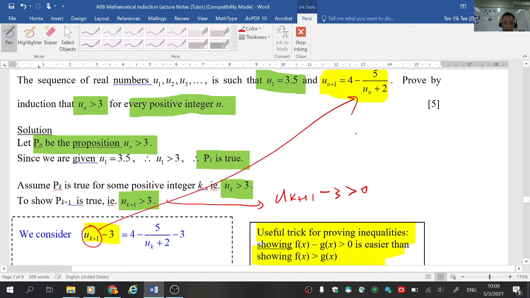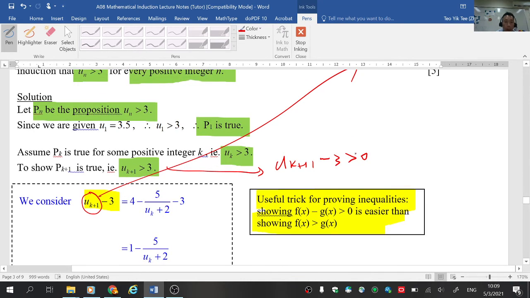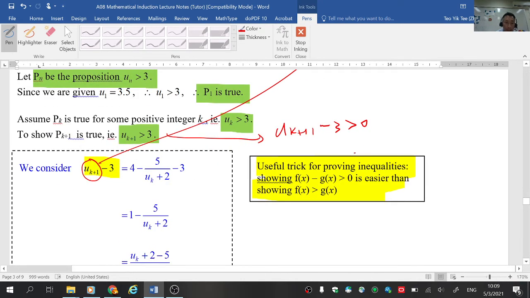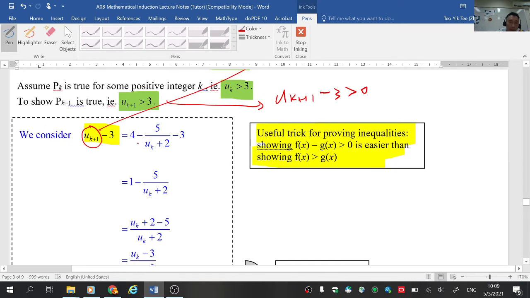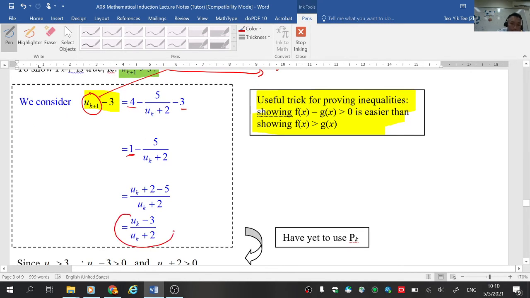Right now all I need to do is to make the denominator common and combine everything. So 4 minus 3 gives me 1, then make the denominator common, you're left with (u_k minus 3) over (u_k plus 2).